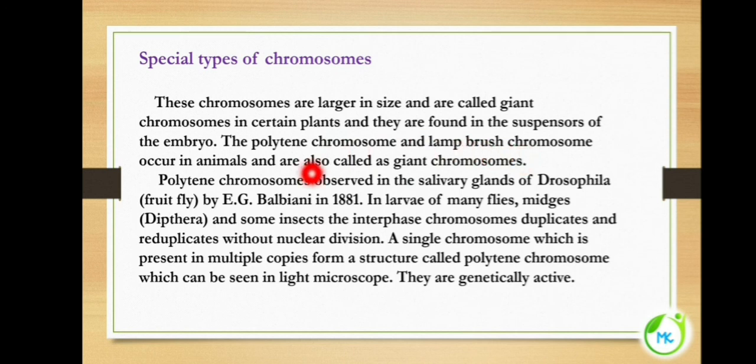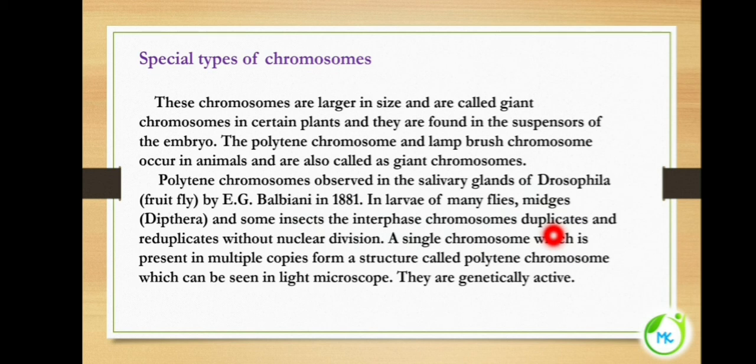First, we shall see what are Polytene chromosomes. They were first observed in the salivary gland of Drosophila. Drosophila is nothing but a fruit fly, and this was observed by E.G. Balbiani in 1881. In larvae of many flies, midges, which are also a kind of insect, and some insects, the interphase chromosomes duplicate.